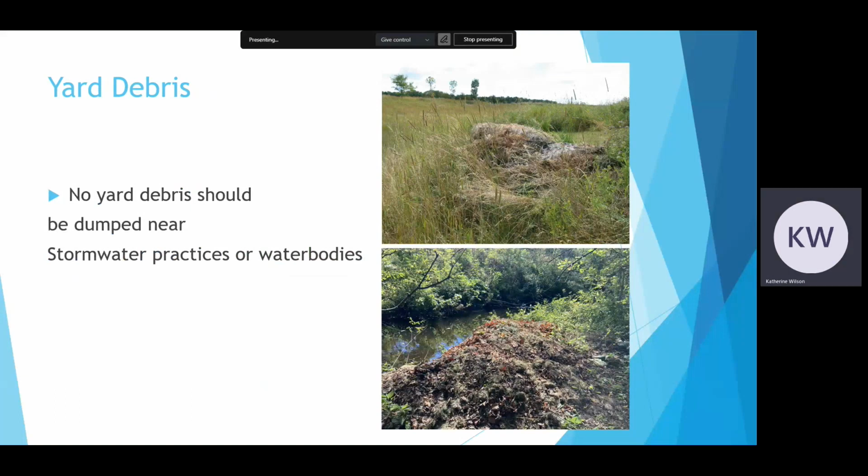On the county's website, we have a page called Clean Ways for Waterways, and it lists our local towns, villages, and cities' brush, leaf, and collection dates. So keep that in mind if you have yard debris you're looking to get rid of.